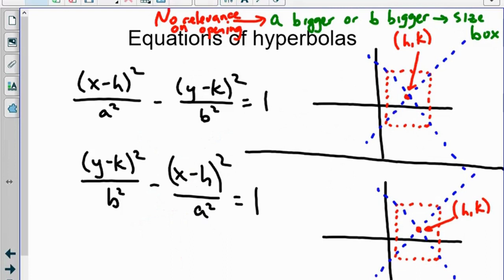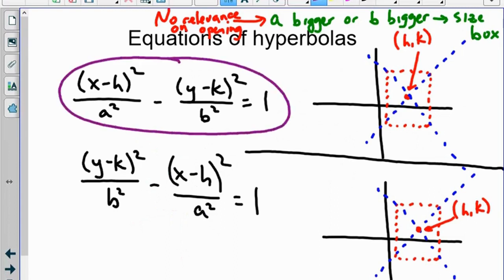So if that has no relevance on where the hyperbola opens, then what does have relevance on where the hyperbola opens? In this situation, since x minus h squared over a squared is the positive term when we solve it and it equals 1, that means that our vertices are going to be in the x direction, our focus points are going to be in the x direction, and our hyperbola opens in the x direction.